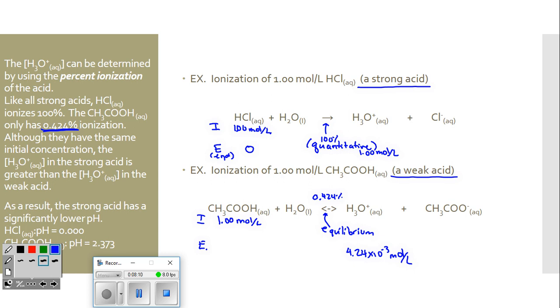Will I have 0 of my acetic acid? I won't. I'll have just a little bit less. I will have 1 minus 0.00424 moles per liter. Notice how I'm subtracting such a small number that essentially I would be rounding my answer up to 1 mole per liter. So even though I'm using some, it doesn't really look like I've used any there.